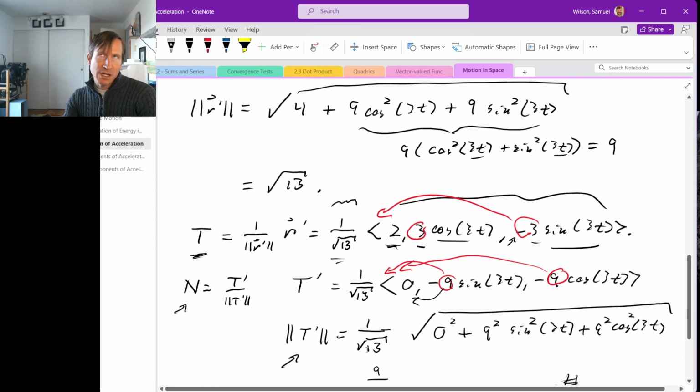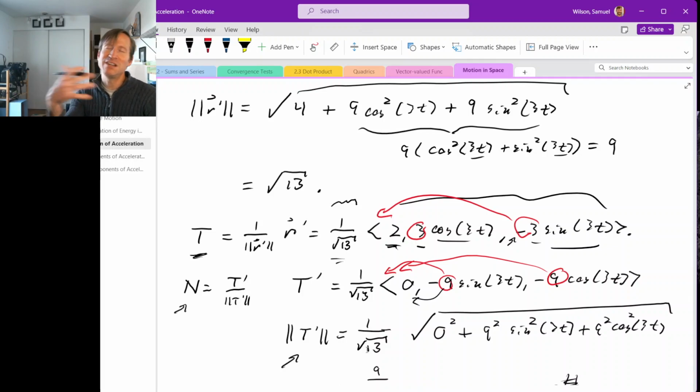So when we finally decompose accelerations in these two directions, one that changes the speed and one that changes the direction, the two directions we are talking about are t and n, the unit tangent and the unit normal.